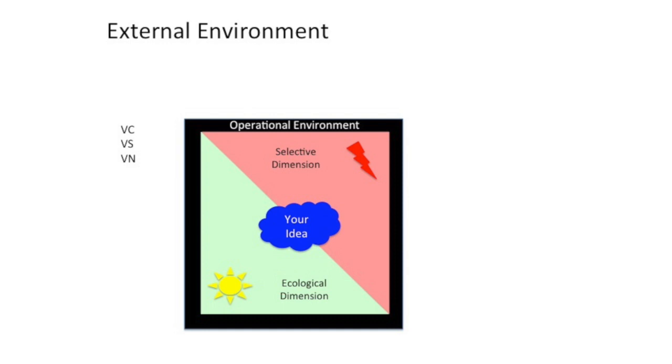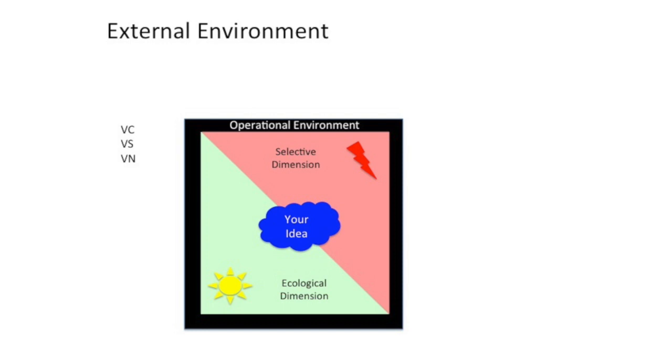Okay? So to create that balance between what matters positively and negatively, we talk about an ecological dimension. That's the things that support your idea. So in the case of nature, it could be the sun that's shining down and providing all the energy that's required to enable the growth of a tree to occur, right? So it's all the positive things that are working in your favor.